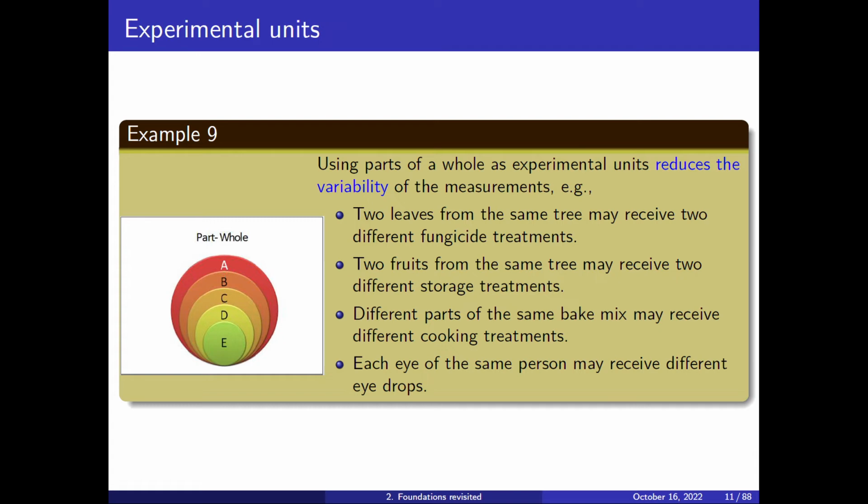Using parts of a whole as experimental units reduces the variability of the measurements. So for instance, 2 leaves from the same tree may receive 2 different fungicide treatments. So the leaves from the same tree share all the genetic background. So the response to the fungicide will be less variable in these 2 leaves, but you have to make sure that you try sufficient trees, because otherwise your results only generalize to that tree.